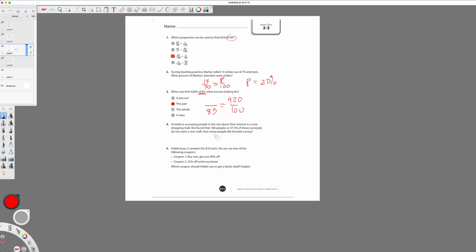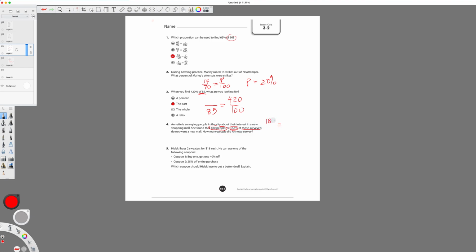Number four, Annette is surveying people in the city. She found that 180 people, or 37.5% of those she surveyed, do not want a new mall. And then they want to know how many people did in that survey. The key thing is that 180 people and the 37.5% represent the same people. So that it goes in the same position in my proportion.